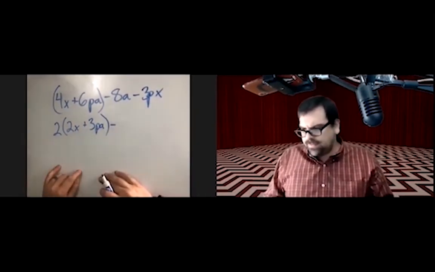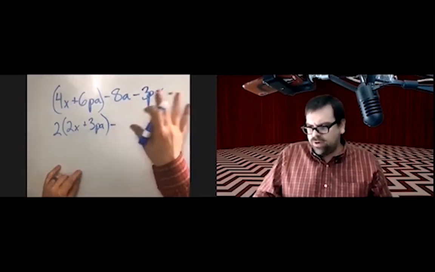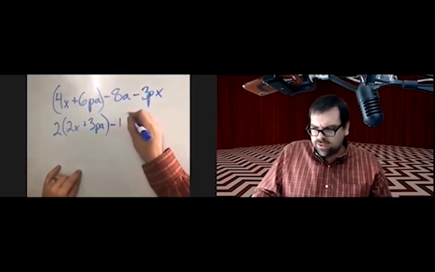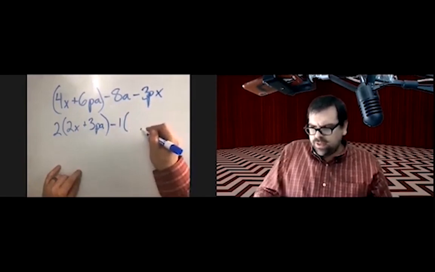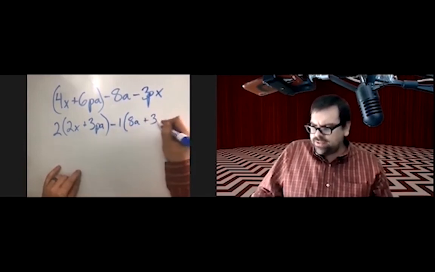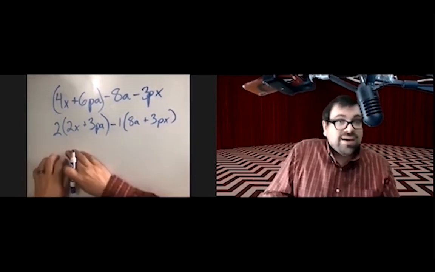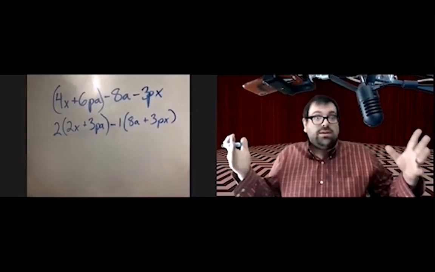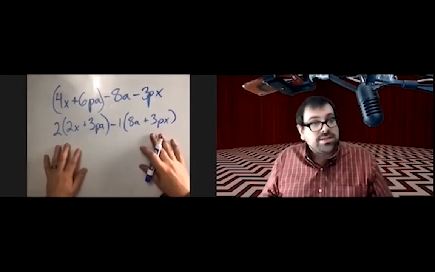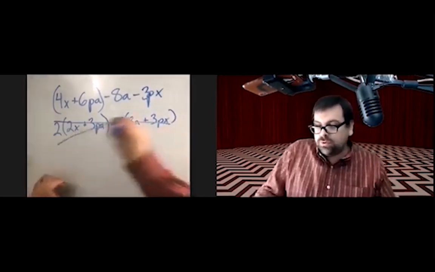Minus, absolutely nothing can come out. 8 and 3, no a, no p, no x. So I'm just factoring out a -1. And I'd have 8a plus 3px. These leftover pieces aren't the same. We can't factor it out. I don't know what to do. This tells us that this can't be our grouping. We have to start over.